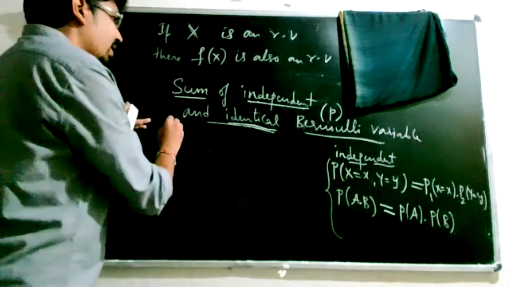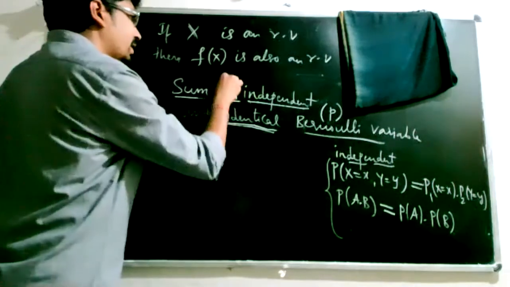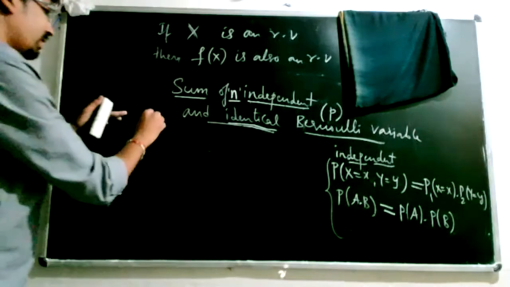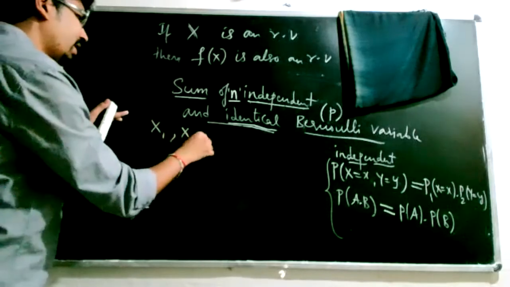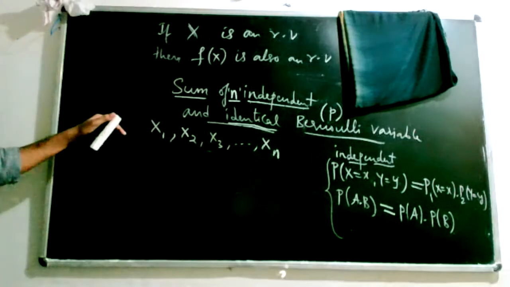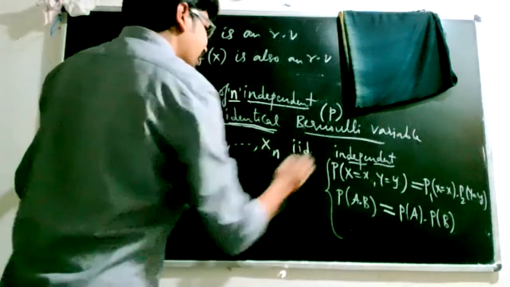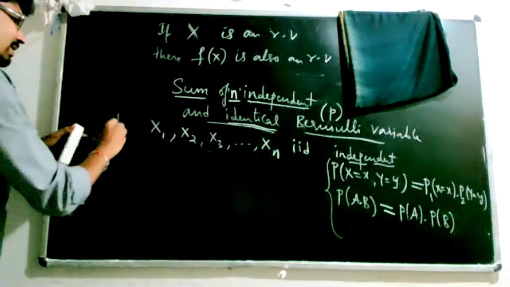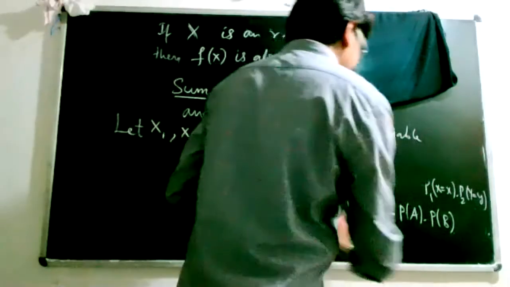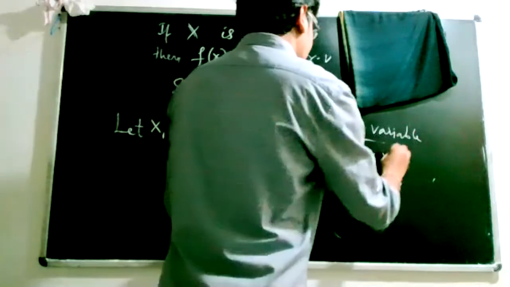What we are talking about is the sum of n independent and identical Bernoulli distributions. So we define x1, x2, x3, etc., xn, n independent and identical variables, and this independent and identical is abbreviated as IID. So let x1, x2, x3, etc., xn be IID Bernoulli variables.